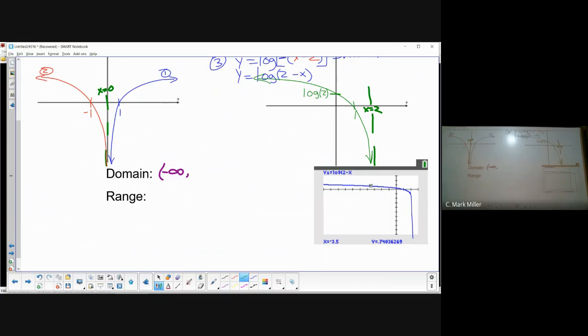So the domain of that graph on the right, you see the x values that are on that graph are negative infinity up to but not including 2. The range stays the same, minus infinity to infinity.